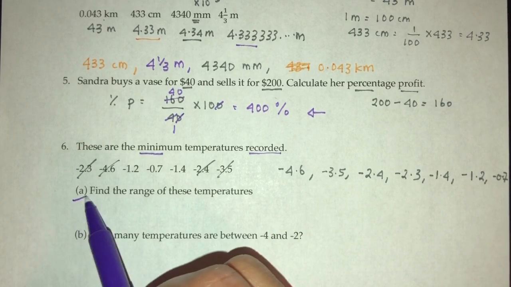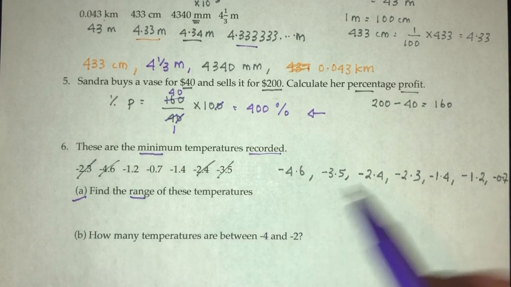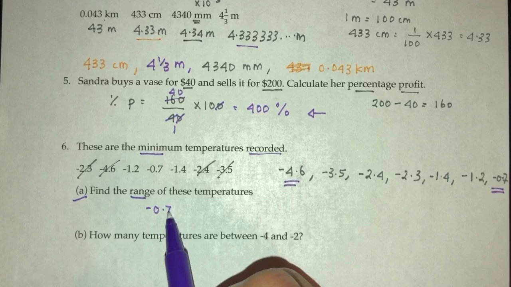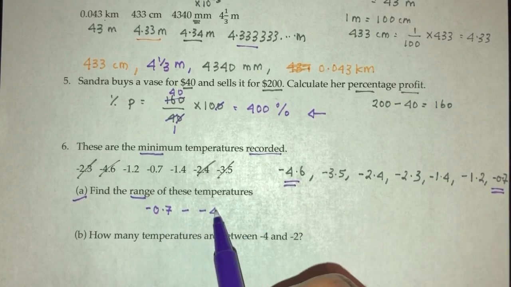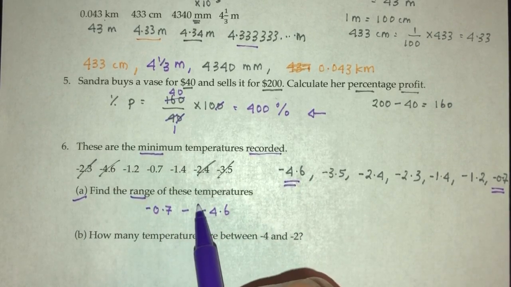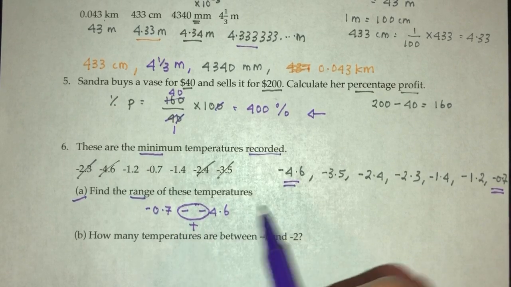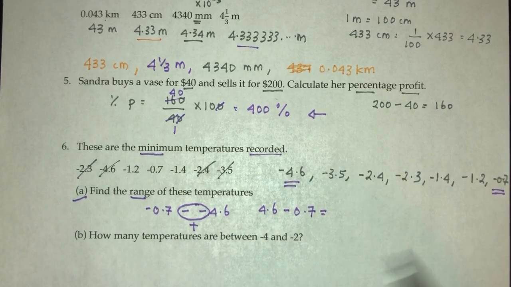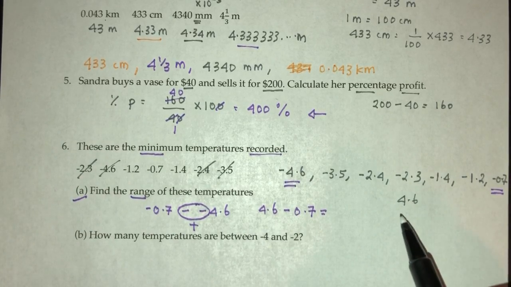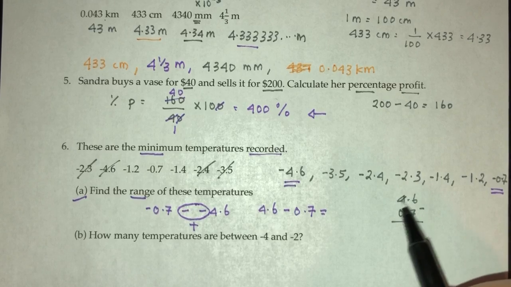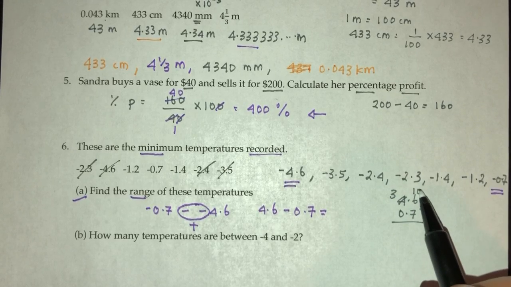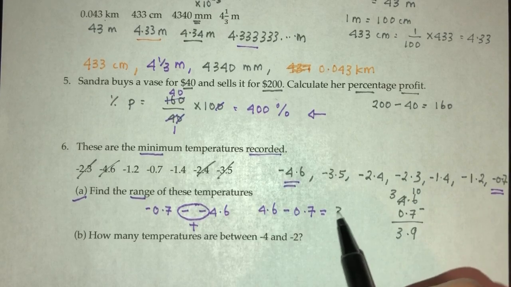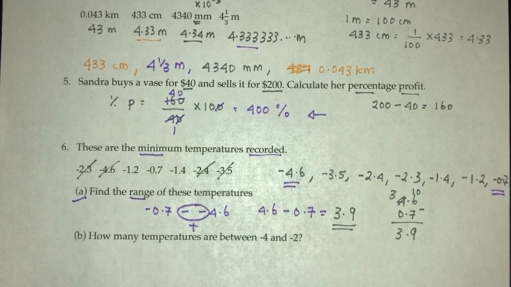Now question number 1, find the range. Range is pretty easy. It's the max value minus the minimum value. So max is minus 0.7 minus the minimum, which is minus 4.6. This will become plus, so you will have 4.6 minus 0.7. Let's do that. 10 minus 7 will be 3. 3 plus 6 will be 9. So you have 3.9. Your range is 3.9 degrees Celsius.